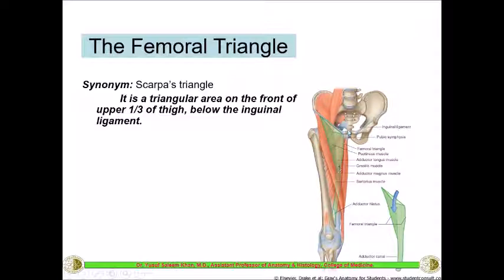This is called the femoral triangle. So this is present in the upper one third of the thigh, front of the thigh. So this triangle, if you see, it is a reverse triangle with the base upwards and the apex downwards. So the base is toward the inguinal ligament.